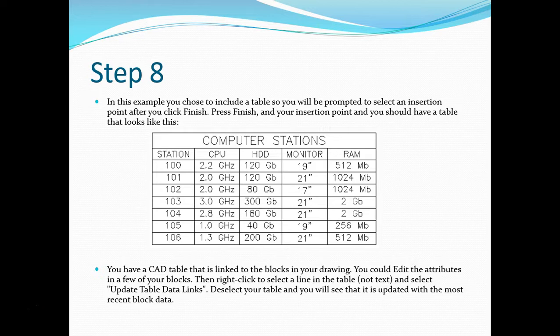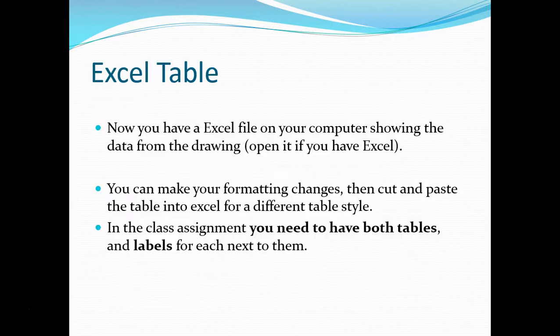You can also edit the attributes. Then you right-click on any line in the drawing, not the text, and select Update Table Data Links, and it will update anything that you changed. You can also then go into Excel and work with that file. You can do a lot more things for formatting, and then you can copy and paste it back into the drawing as well if you wanted to. So this just says that.